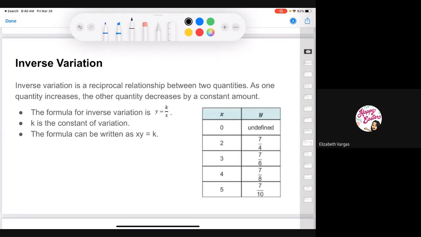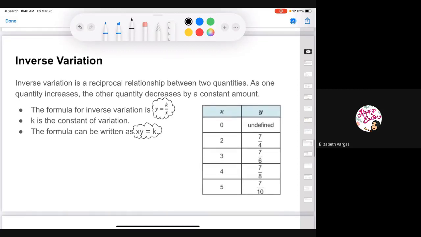Okay. The formula for inverse variation is this one right here. Y equals K over X, where K, again, is the constant variation. The formula can also be written like this: X times Y equals K. And I'll show you why that is the case.